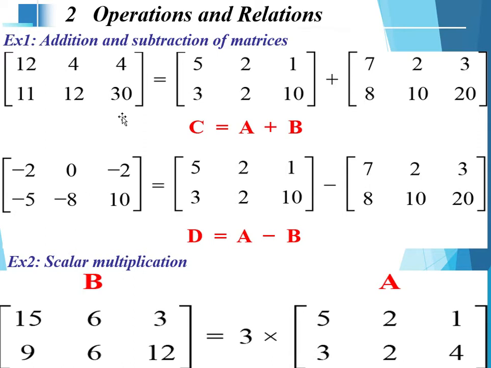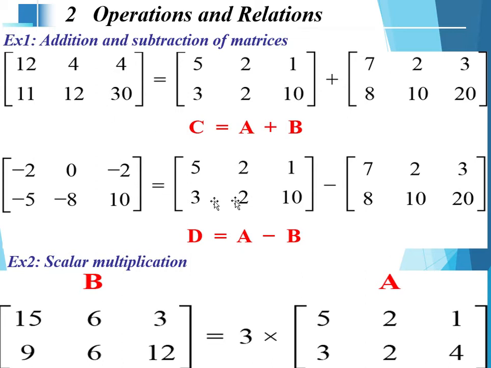In this case, the resulting matrix C has the same number of rows and columns as A and B. We can see that it has 3 columns and 2 rows. Each element of C is the sum of two corresponding elements of A and B: c_ij equals a_ij plus b_ij.